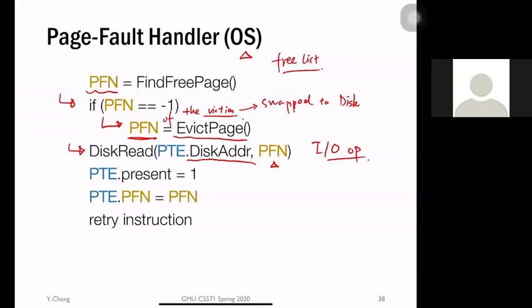And then it is followed by some bookkeeping process. It tries to update the metadata, flipping the present bit of this page table entry from 0 to 1, meaning right now it's residing within the memory. And then it updates its physical frame number field to reflect the current location within the memory. And then it resumes or retries the instruction.